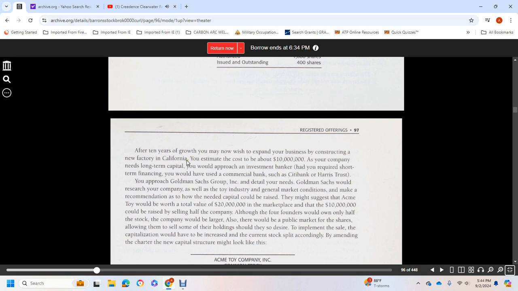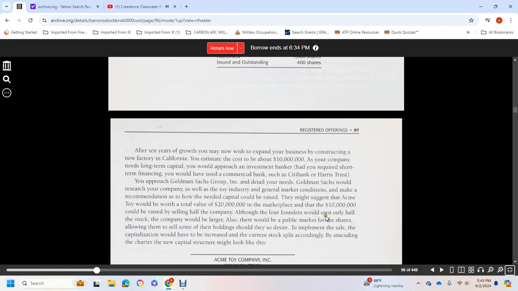You approach Goldman Sachs Group Incorporated and detail your needs. Goldman Sachs researches the company as well as the toy industry. Given general market conditions, they make a recommendation on how the capital should be raised. You might suggest Acme Toy would be worth a total of $20 million in the marketplace, and $10 million could be raised by selling half of the company.